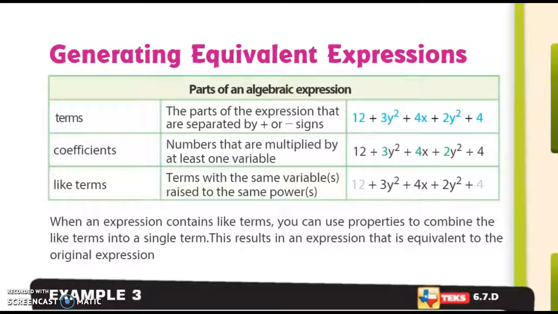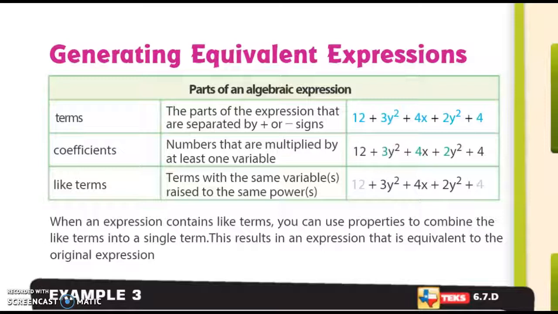Hello, everybody. This is going to be a sixth grade skill that really helps us in seventh grade pre-AP math. It's going to be basically combining like terms. Now, if you look at the screen there, it's going to show you generating equivalent expressions.